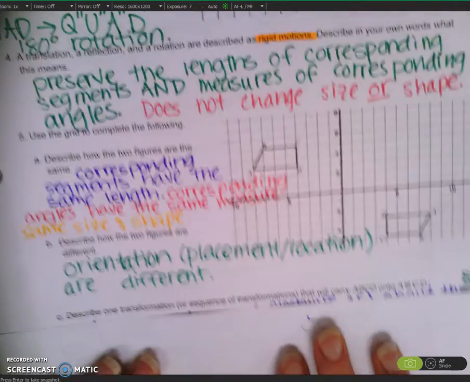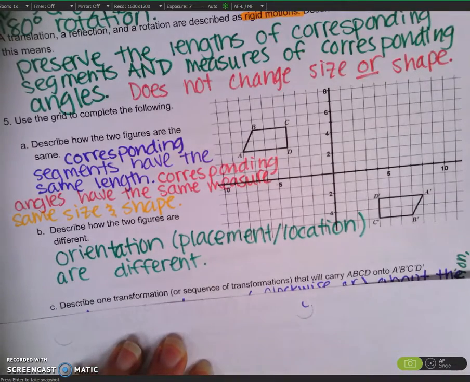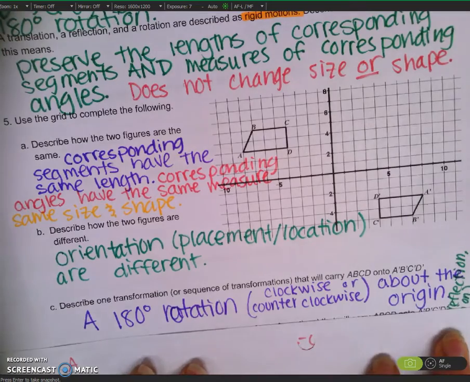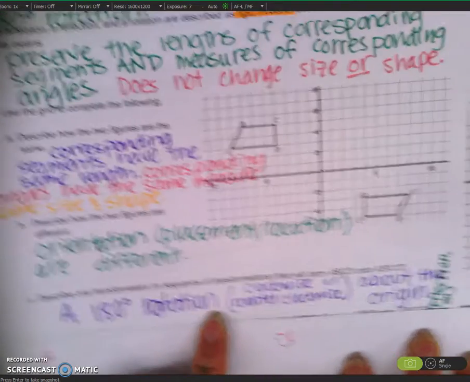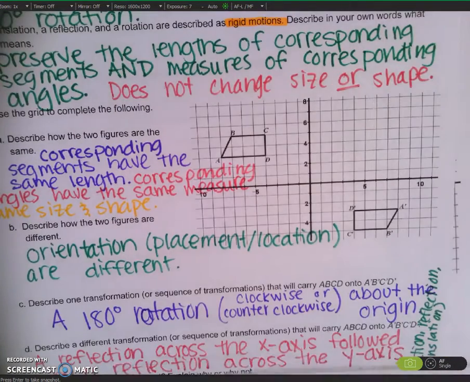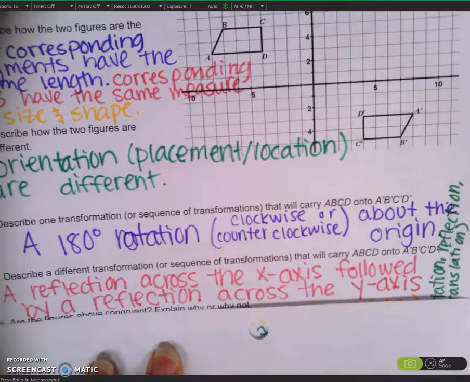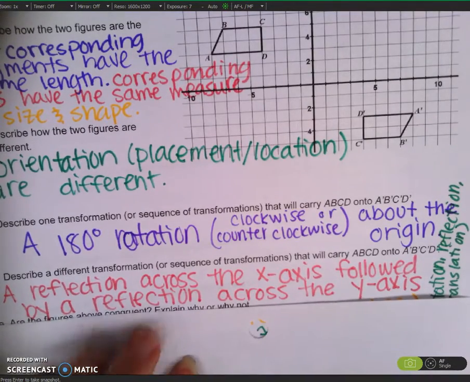One transformation or a sequence that carries A, B, C, D to A prime, B prime, C prime, D prime is a 180-degree rotation clockwise or counterclockwise about the origin. And a different one could have been a reflection across the x-axis followed by a reflection across the y-axis. Could I have also gone across the y-axis and then the x-axis? Cool, that would work too.